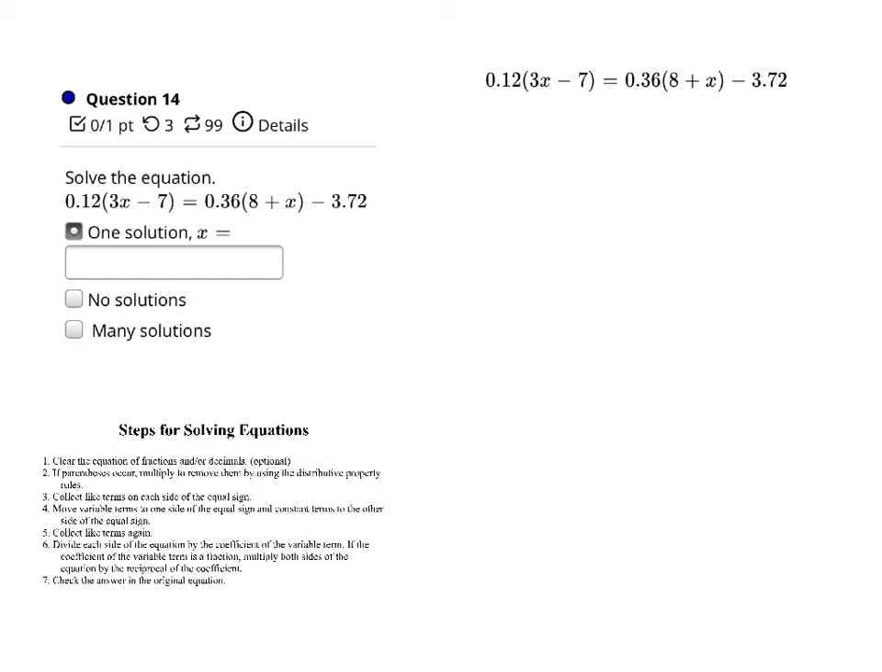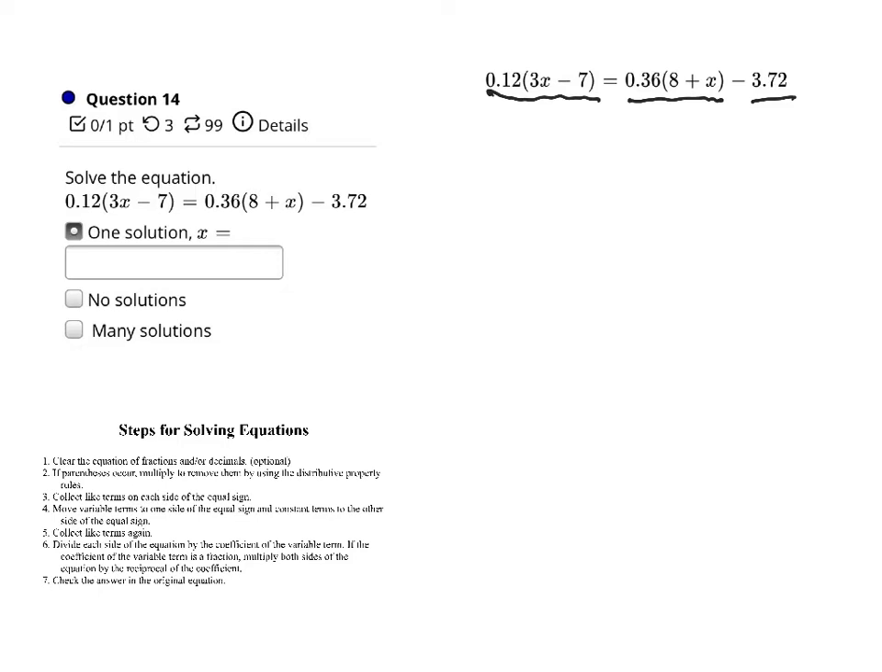We are solving for x. We have decimals in the problem, so we want to get rid of our decimals. Now, here's the good thing about this. This is all one term because it's 0.12 times 3x minus 7. So that's one term. This right here is one term. And then this is one term.